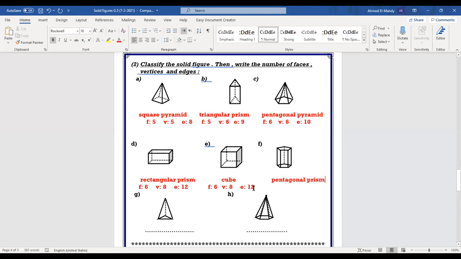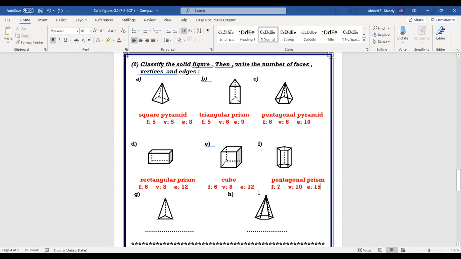To find the number of faces, how many sides in the pentagon firstly? 5. To find the number of faces plus 2. 5 plus 2 equals 7. And vertices, multiply by 2. 5 multiplied by 2 equals 10. To find the number of edges, multiply by 3. 5 multiplied by 3 equals 15.